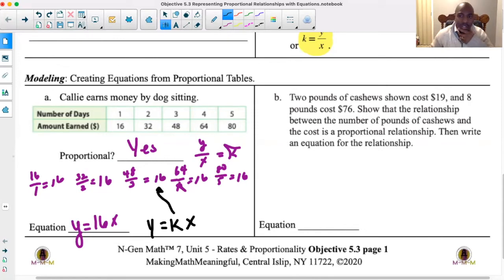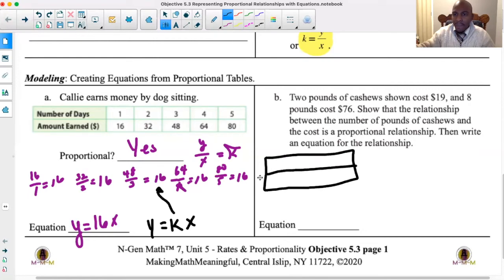Now, 2 pounds of cashews cost $19, and 8 pounds cost $76. Show that the relationship between the number of pounds of cashews and the cost is proportional. Then write an equation for the relationship. Now, the good news is, ladies and gentlemen, we can always make a table here. That's how we're going to show. Okay, so let's say 2 pounds, we got cashews, and this is money. So 2 pounds of cashews cost $19. 8 pounds of cashews cost $76.